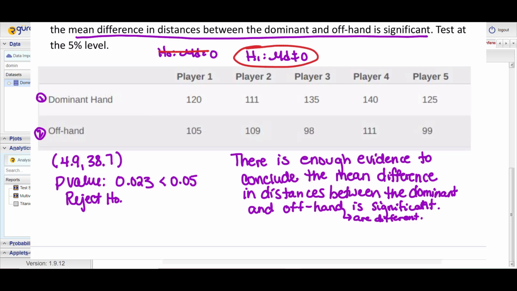For a confidence interval, we would say we are 95% confident that the mean difference in distances between dominant and offhand is between 4.9 and 38.7, meaning they're both positive, implying that the mean difference is greater than 0. If it's greater than 0, that means there is a difference. So it does agree.